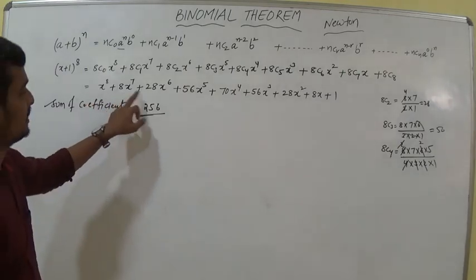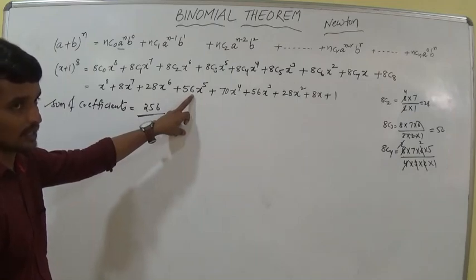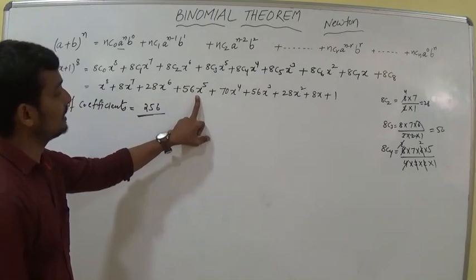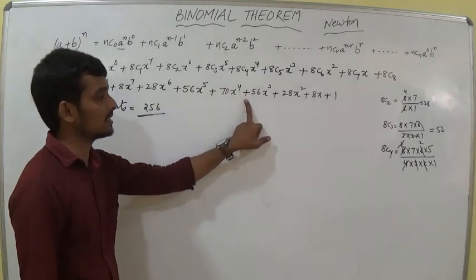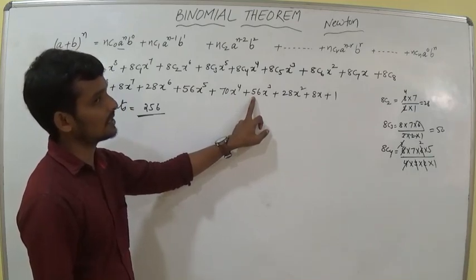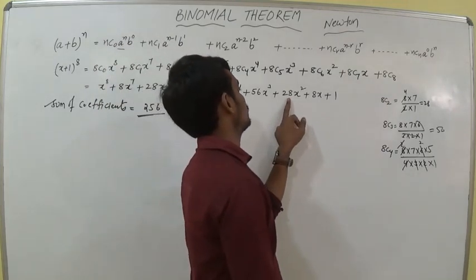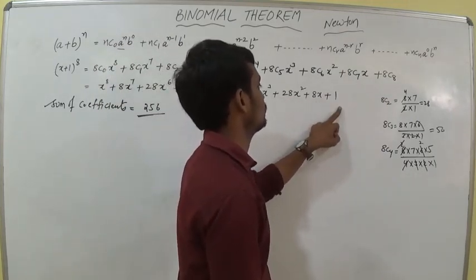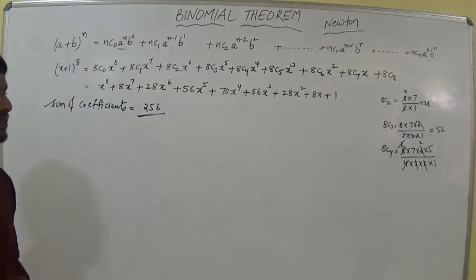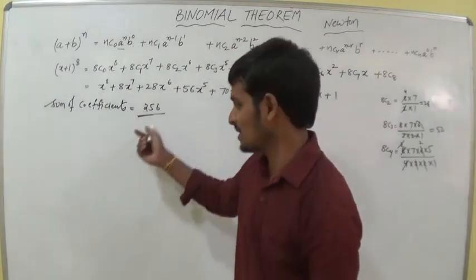1 plus 8 is 9. 9 plus 28 is 37. 37 plus 56 is 93. 93 plus 70 is 163. 163 plus 56 is 219, plus 28 is 247, plus 8 is 255, plus 1 is 256. The answer is 256. If my calculation is wrong, you can check it, it is a small addition.